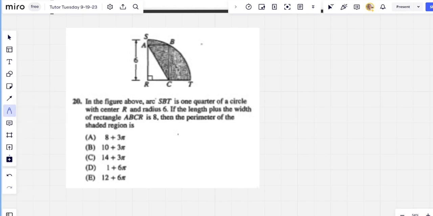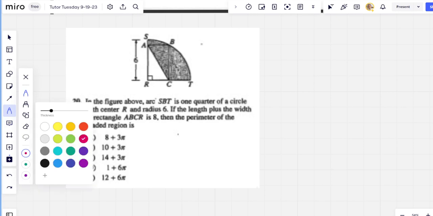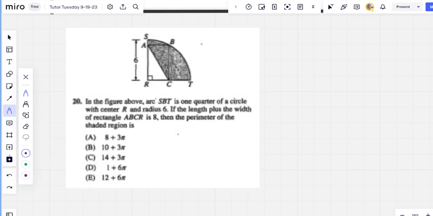Let's go through it. In the figure above, arc SBT is 1/4 of a circle with center R and radius 6. So that's SBT. If the length plus the width of rectangle ABCR is 8, then the perimeter of the shaded region is what? Actually, I don't remember how I solved this one before, so we're approaching it from a clean slate.